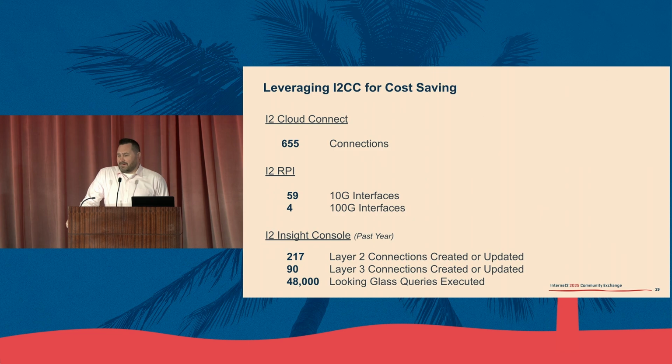So just a few numbers on the usage. Today, I think James might have had this slide yesterday as well. We have 655 connections of hosted or partner type to the cloud, to the 4 major cloud providers. We have 59 10 gig and 400 gig connections leveraging our Internet2 RPI building block service for dedicated type connectivity to the cloud. And our cost comparison analysis really focused on those two methodologies.